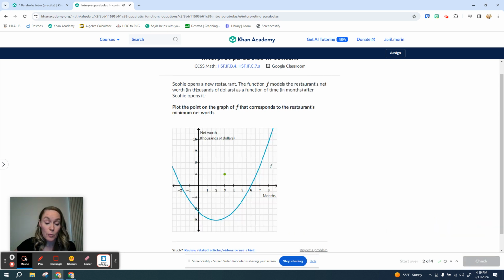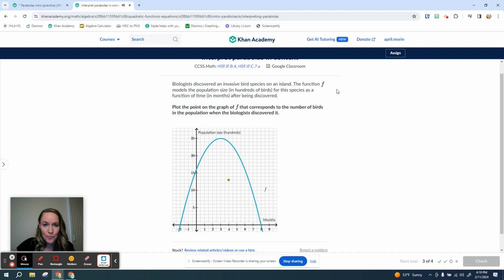All right. Sophie opens a new restaurant. The function f models the restaurant's net worth in thousands of dollars as a function of time after Sophie opens it. Plot the point on the graph of f that corresponds to the restaurant's minimum net worth. So at a minimum, sorry, my voice kind of cracked there. At a minimum, the restaurant was at negative $12,000 at one point. So that would be the minimum. Let's see if we're correct.